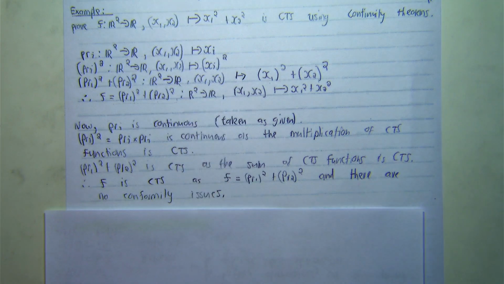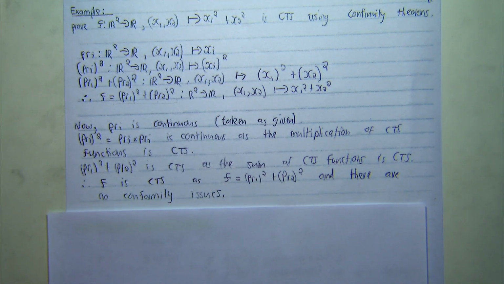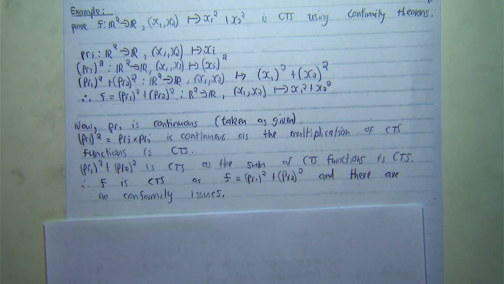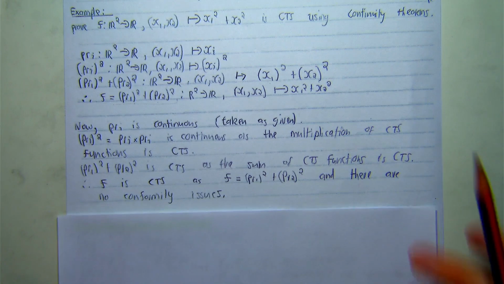But there is no conformity issue here because this is a very simple example, and we're just addressing that at the end there. But this is something you should check for as you start stacking them, and definitely mention that there's no problem if there isn't one. Okay, so that's an example of using continuity theorems to show that something is continuous.